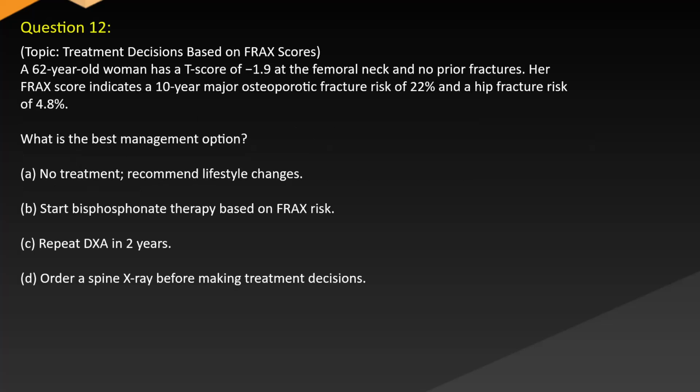Question 12, topic: treatment decisions based on FRAX scores. A 62-year-old woman has a T-score of negative 1.9 at the femoral neck and no prior fractures. Her FRAX score indicates a 10-year major osteoporotic fracture risk of 22% and hip fracture risk of 4.8%. What is the best management option?